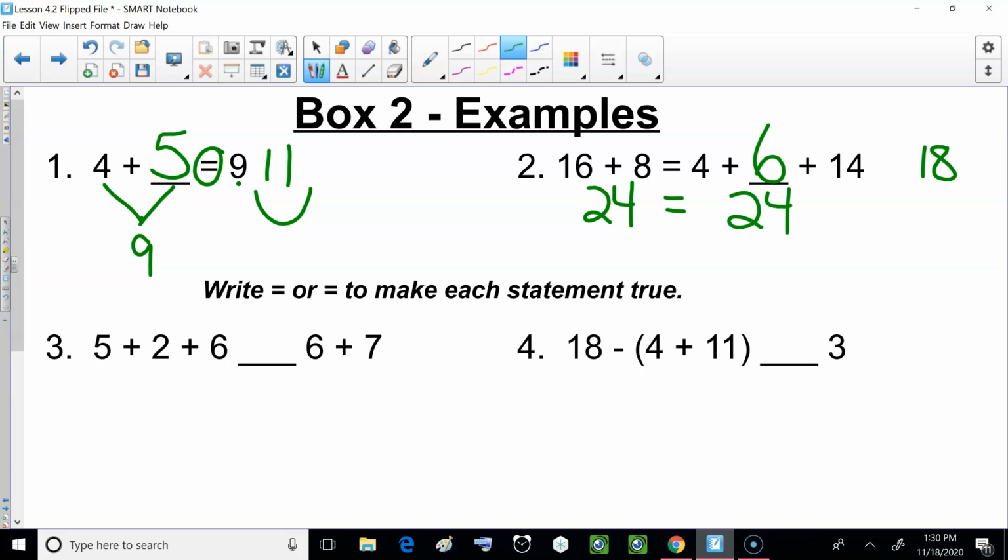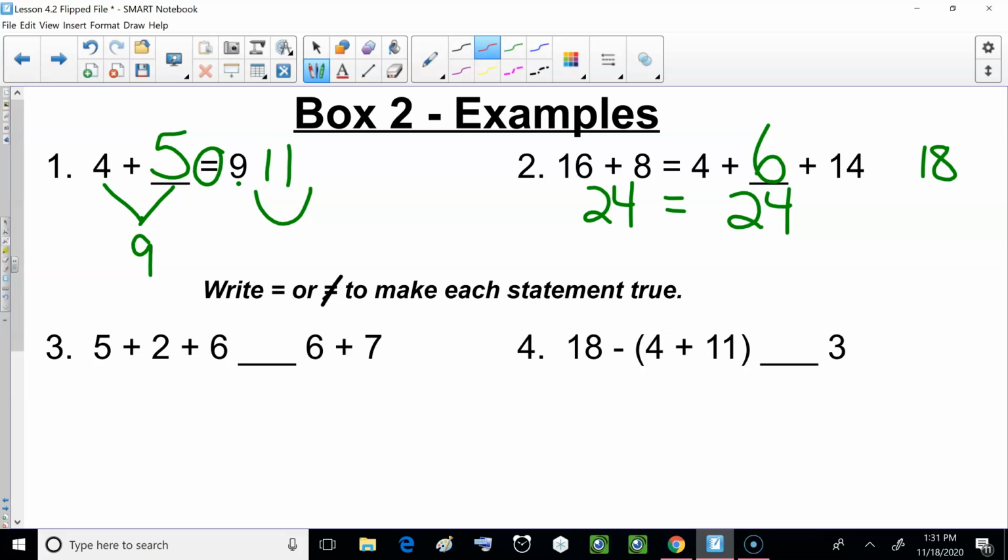You can pause right now and write those first two examples down as we work on filling in those numbers to make the equations equal. The next thing says to write equal or not equal to make each statement true. You're going to see this in your homework today. Whether it's equal or not equal, you add up both sides and see if the numbers are the same. If they are, it's equal. If the numbers are not the same, it's not equal. So let's find out.